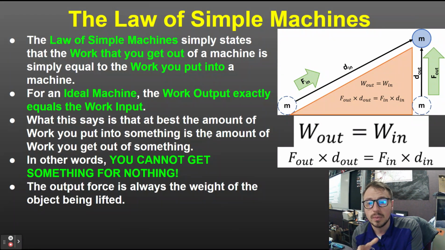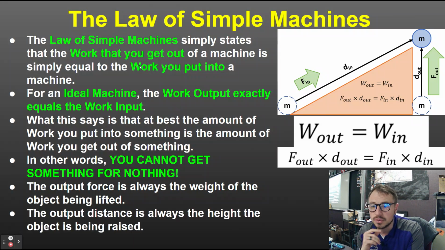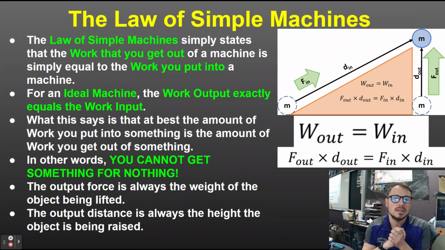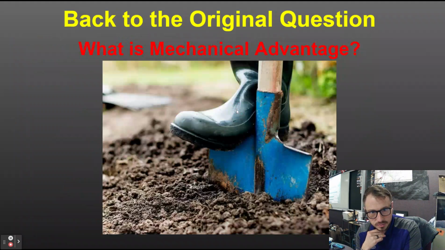The output force is always the weight of the object being lifted, right? So if I'm lifting an object up, that's going to be the output force. The output distance is the height at which the object is being raised. And this is the equation: work out equals work in, and you just expand that out. The force out times the distance out equals the force in times the distance in, right? So you can see that equation here.